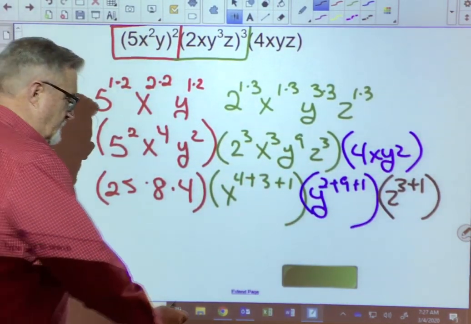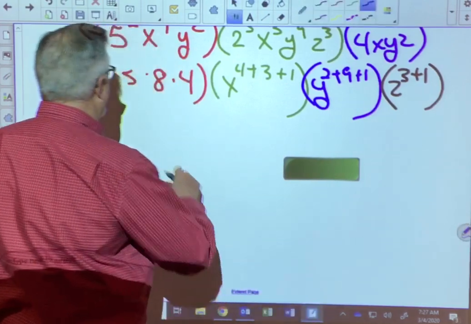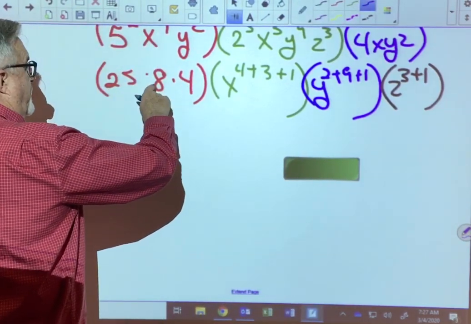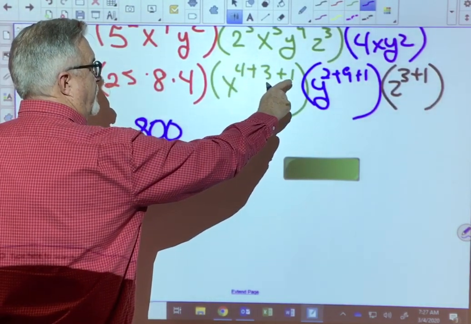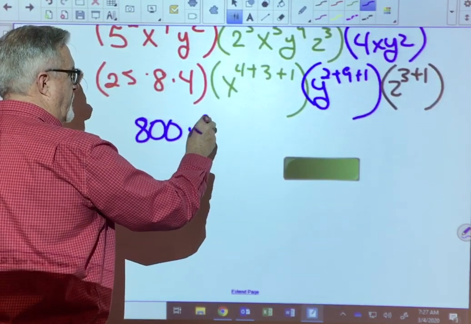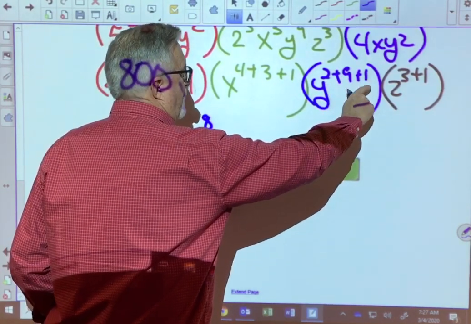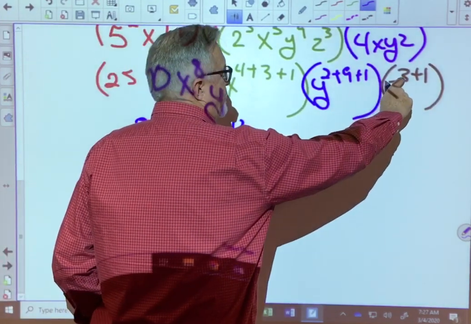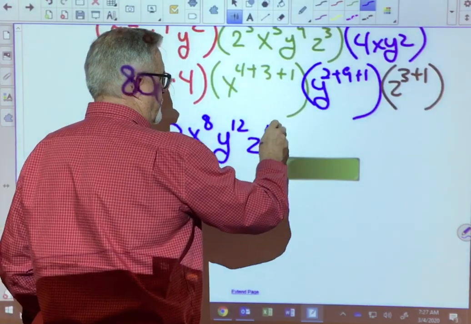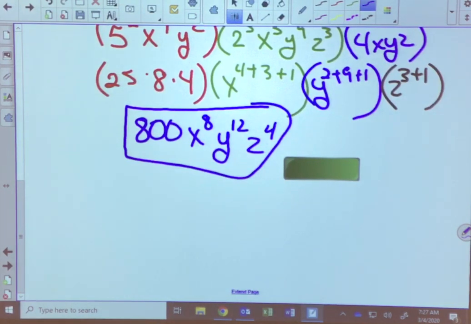Now, if we go ahead and simplify all these and take a look at what we've got, we've got 25 times 4 is 100 times 8 is 800. I have x to the 4 plus 3 plus 1 power, so that's x to the 8th power. We've got y to the 2 plus 9, which is 11, plus 1, which is 12. So we have y to the 12th power. And then we have z to the 3 plus 1 power, which would be to the 4th power. So our final solution on this one would be 800, x to the 8th, y to the 12th, z to the 4th.